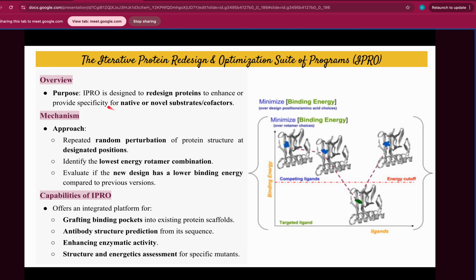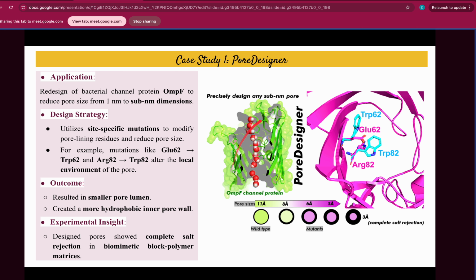So this comes under the IPRO, in which you redesign the proteins and then verify how those mutants are linked with the activity or functional properties. One such case study is the Pore Designer. This is a tool which helps redesign the bacterial channel protein, which is OMPF, to reduce the pore size from 1 nanometer, that is 10 angstrom, to sub-nanometer dimensions such as low as 3 angstrom.